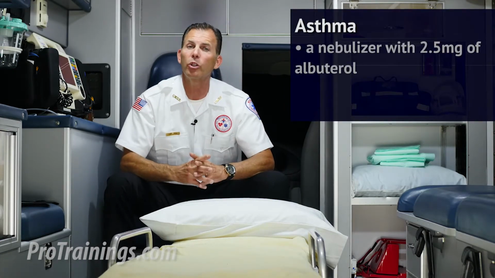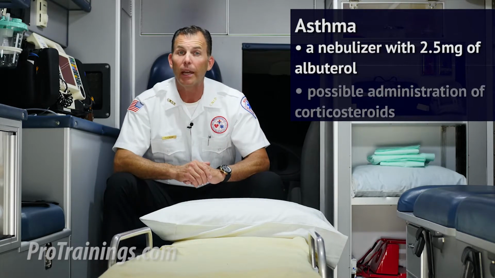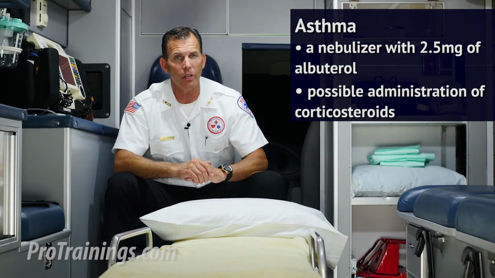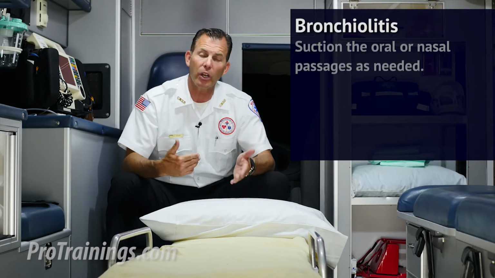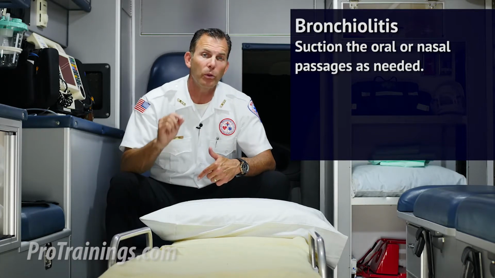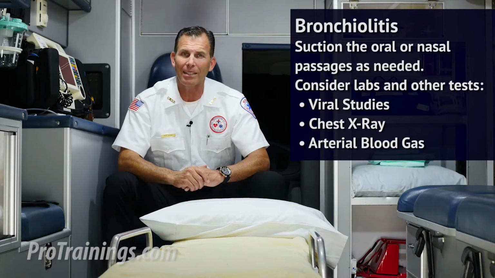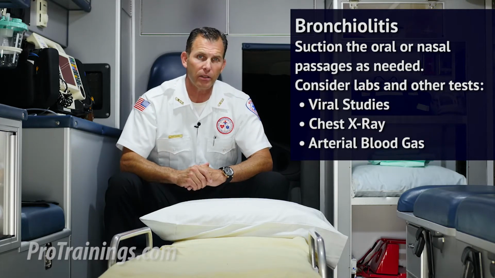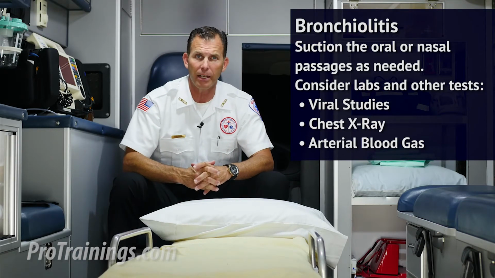Identify and treat the specific lower airway obstruction as needed based on the signs and symptoms the patient's exhibiting. If the patient's condition is asthma, treatment would include a nebulizer with 2.5 milligrams of albuterol and possible administration of corticosteroids. If the patient's condition is bronchiolitis, then suctioning of the oral and nasal passages as needed would be your best treatment. Assess the need for further treatment by considering laboratory and other tests like viral studies, a chest x-ray, and arterial blood gas.